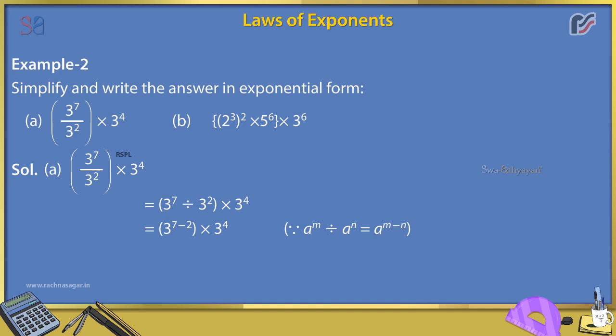Because a raised to the power m divided by a raised to the power n is equal to a raised to the power m minus n, which is equal to, in the brackets, 3 raised to the power 5 into 3 raised to the power 4, which is equal to 3 raised to the power 5 plus 4. Because x raised to the power m into x raised to the power n is equal to x raised to the power m plus n, which is equal to 3 raised to the power 9.